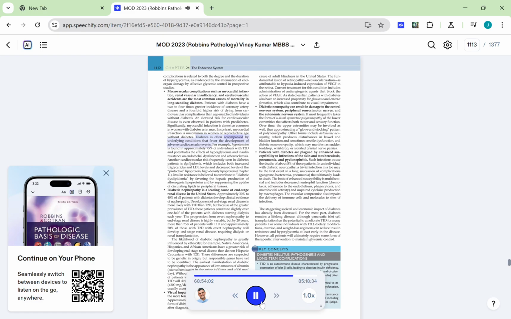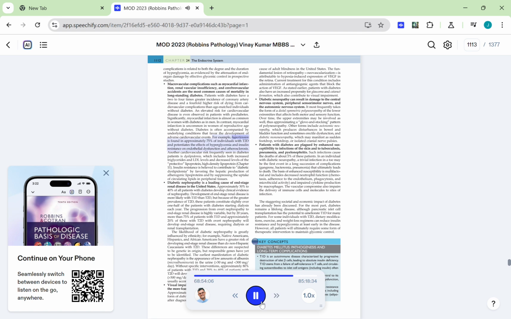Diabetes is often accompanied by underlying conditions that favor the development of adverse cardiovascular events. For example, hypertension is found in approximately 75% of individuals with T2D and potentiates the effects of hyperglycemia and insulin resistance on endothelial dysfunction and atherosclerosis.